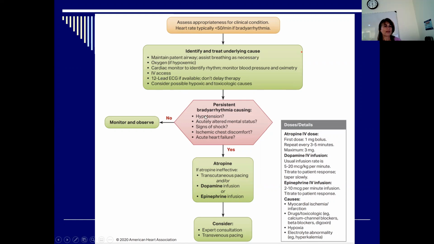So is there hypotension, altered mental status, signs of shock we talked about with the cold, clammy skin and low perfusion, chest pain? Does the patient have acute heart failure? How are you supposed to know that? If you say yes, now the patient is unstable. So now you want to treat that. So how do you treat it? So here it tells you atropine. If atropine doesn't work, consider starting a pacemaker or dopamine. I didn't talk to you about dopamine or epinephrine.